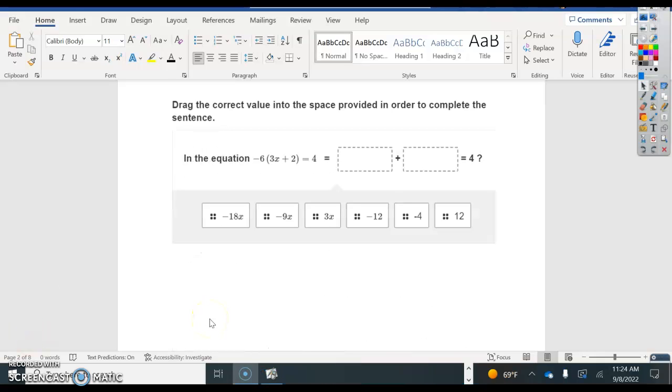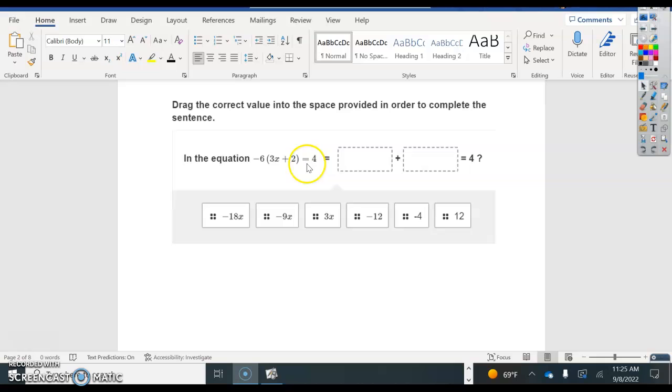Okay, the next question says drag the correct value into the space provided in order to complete the sentence. All right, so in this sentence, -6 times 3x plus 2 equals 4. And then all you have to do is fill in the blank. So forget about this. How would you solve this? You would have to use distributive property. So -6 times 3x and -6 times 2. So that's what's going to go in the two blanks.